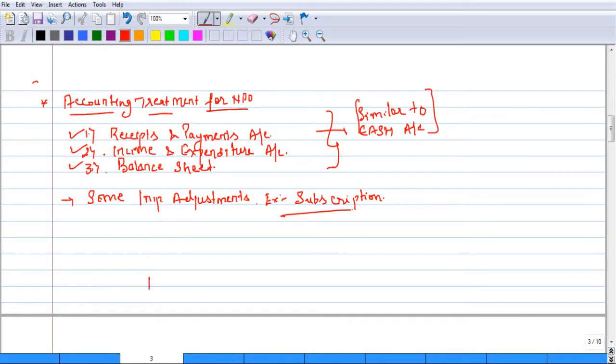So friends, in the next lecture we'll start with the first one, that is the receipts and payments account.